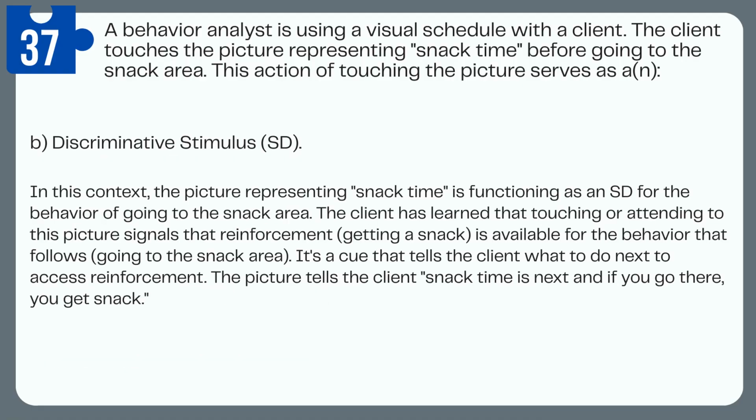Answer: B. Discriminative stimulus, SD. In this context, the picture representing snack time is functioning as an SD for the behavior of going to the snack area. The client has learned that touching or attending to this picture signals that reinforcement, getting a snack, is available for the behavior that follows, going to the snack area. It's a cue that tells the client what to do next to access reinforcement. The picture tells the client snack time is next, and if you go there, you get snack.